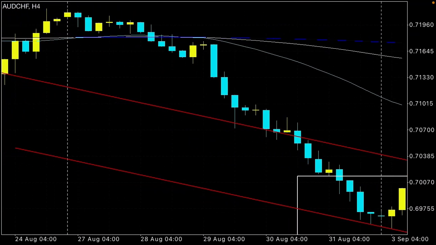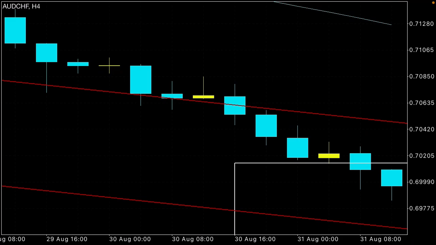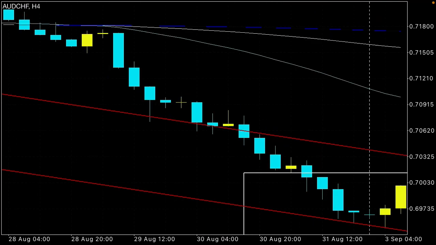So boom, we started a new week, right? We look at the hard rate. We got our support resistance, retail trader, the red line right here.